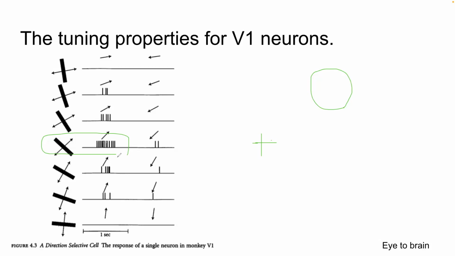So in terms of location, motion direction, orientation, size and so on, each different neuron has a different preference. That's in V1. Okay. Are there any questions?